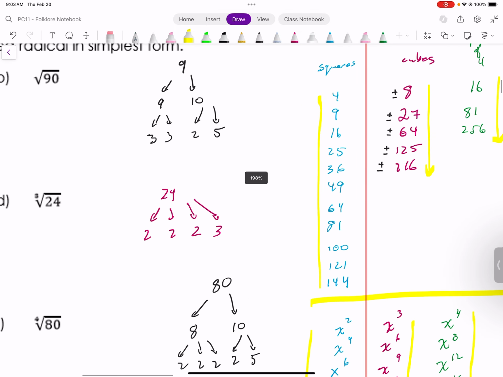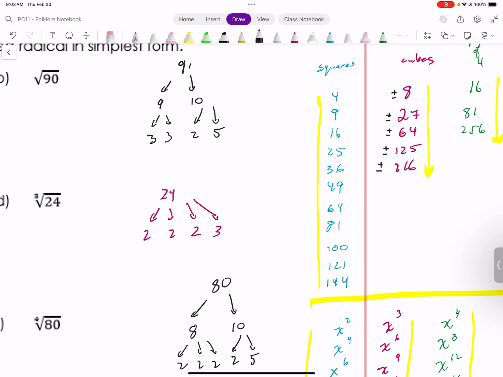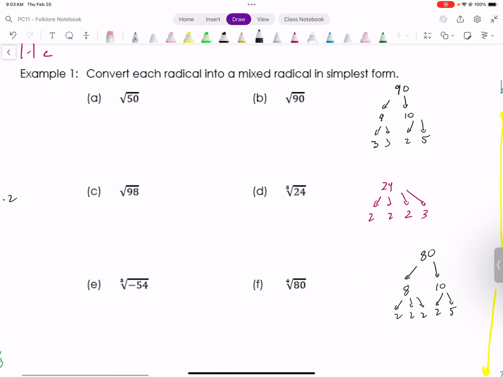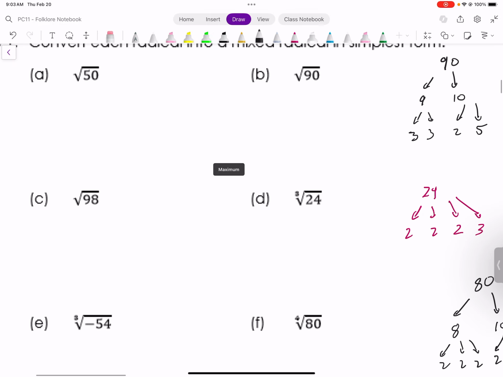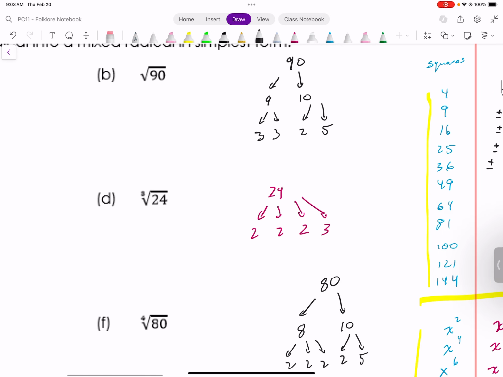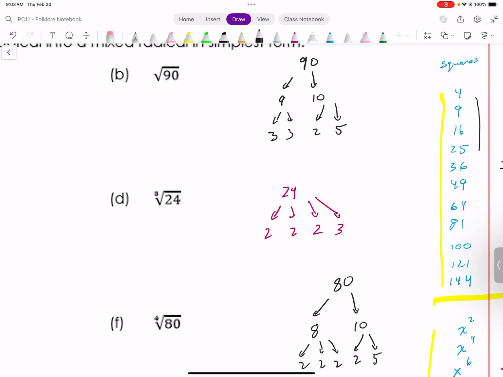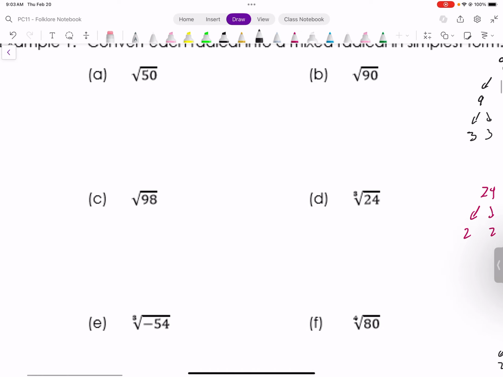The other method is prime factorization. I'll try to do some examples with each. I'm going to start off with the square root of 50 and simplify it. The question I ask myself is, what is the largest perfect square that is a factor of 50? Do you see any of those numbers that are a factor of 50? It's 25.